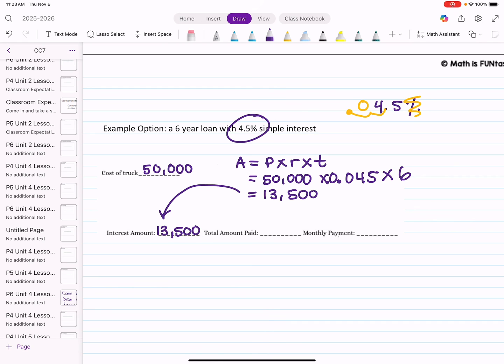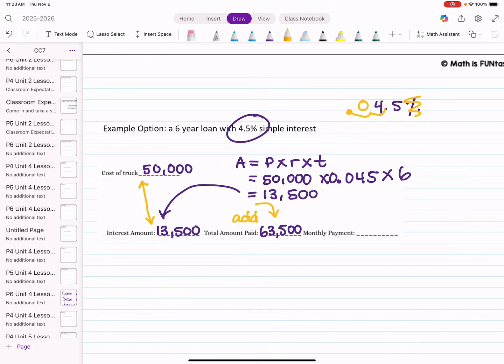So now to find the total amount paid, I have to add the cost of the truck and the interest amount. You add them and you put that here. So I'm going to put 13,500 plus 50,000. That's going to give me 63,500. So now I have to find the monthly payment.